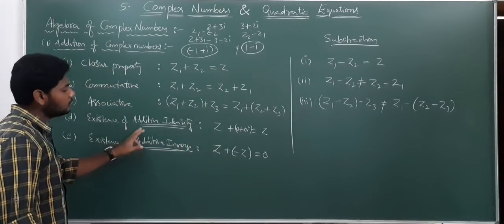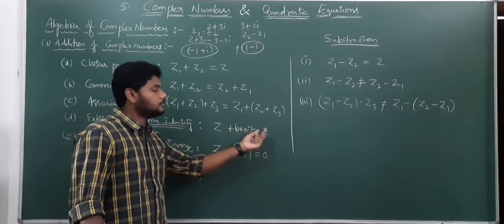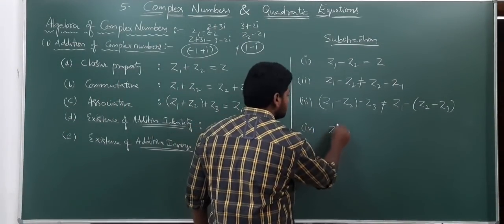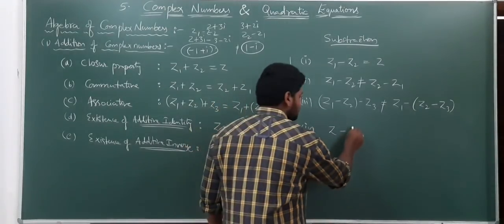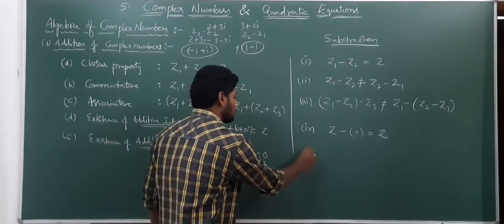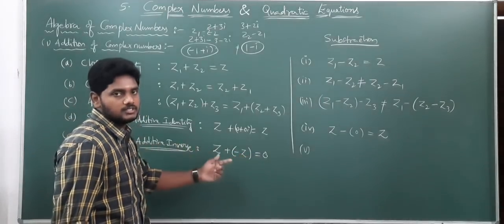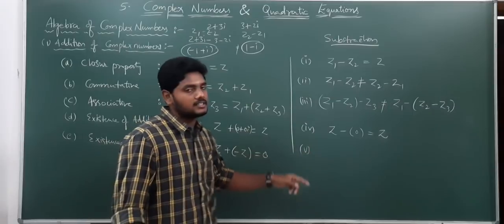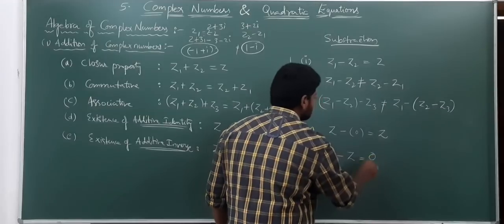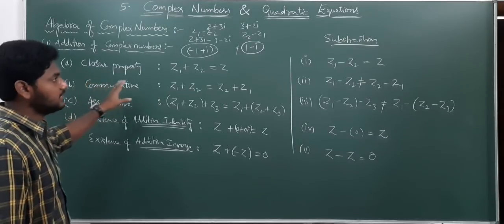Next, existence of additive identity. In additive identity, if we add, it should stay the same; in subtraction, if we subtract, it should also stay the same. For Z, if we subtract 0, we will get the same number. Next, additive inverse. Additive inverse means if we add, we should get 0; here, if we subtract Z from Z, we will get 0. So these are the properties of complex numbers in terms of addition and subtraction.